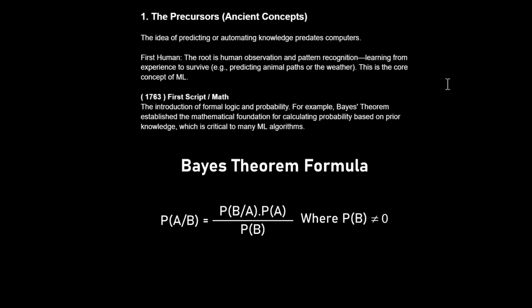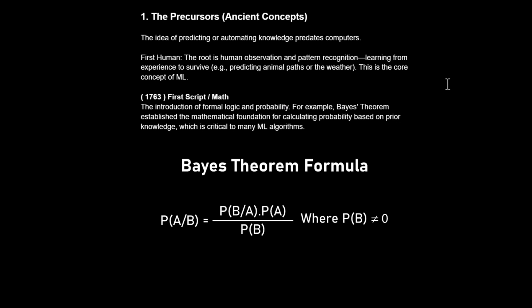1763. The first script, math. The introduction of formal logic and probability. For example, Bayes' theorem established the mathematical foundation for calculating probability based on prior knowledge, which is crucial to many machine learning algorithms. And if you ever had the need to try to explain this to a 10-year-old, you can try like this. You tell them it's like being a detective who updates their guess after finding a new clue.